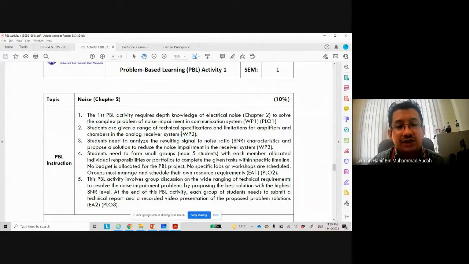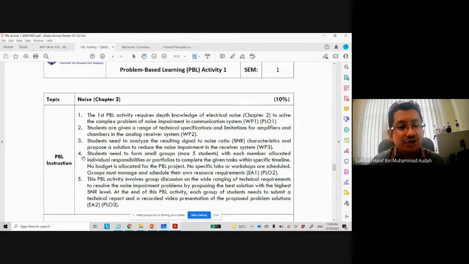Sorry, attributes number 2. So ini adalah short form untuk complex engineering attributes. So PLO is a program learning outcome. Okay, so students need to analyze the resulting signal to noise ratio, SNR, characteristics and propose a solution to reduce the noise impairments in the receiver systems.